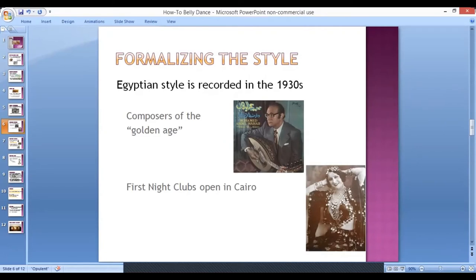And Badia Masabni sort of created a dancers union. Dancers were performing in the streets until then. They really didn't get on a stage very often. And it was her idea to bring these musicians and composers and these dancers together on a stage. And she opened the Casino Opera House in Cairo. And some of the famous dancers of the Golden Age of belly dance in Egypt also performed there.